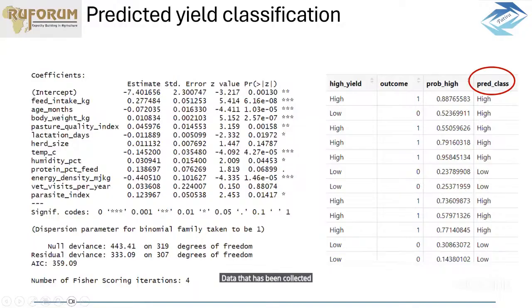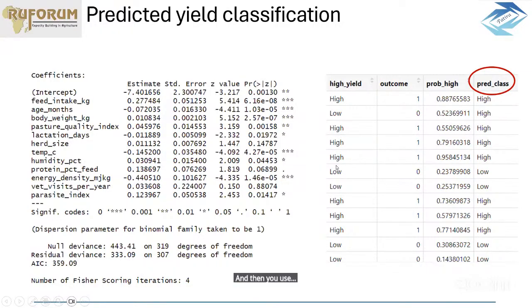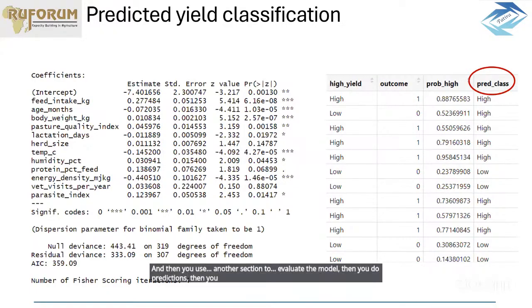You can use the entire data set like we did to create the model, train the model, but also you can use the entire data set to do prediction. Another way, which we're going to see, is to split this data into a certain ratio. It can be 70% to 30%. Then you use part of the data to create the model, and then you use another section to evaluate the model. Then you use the model for prediction.